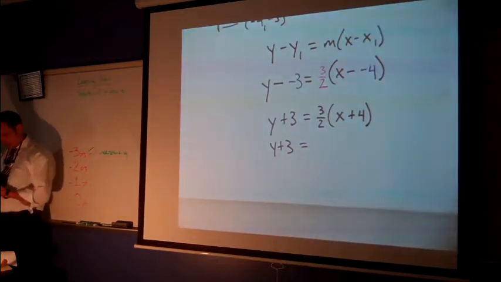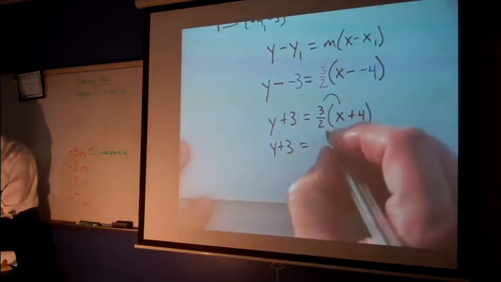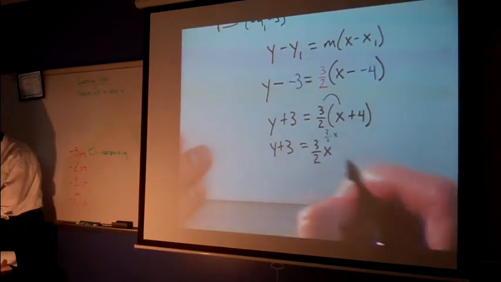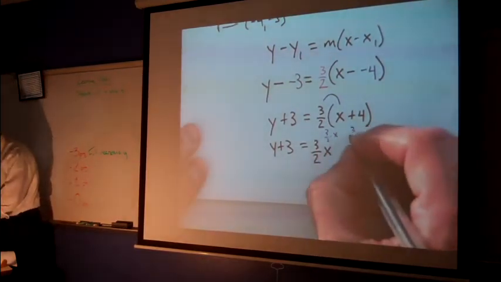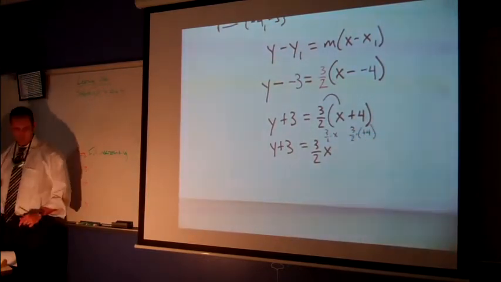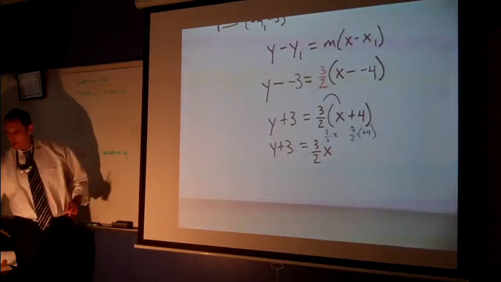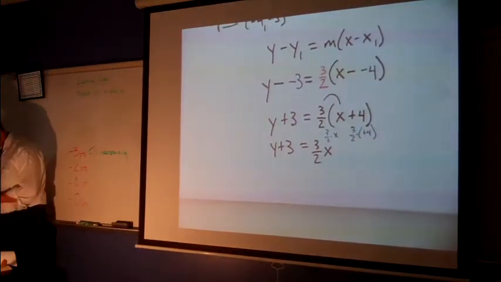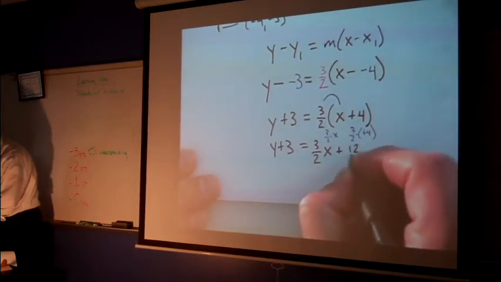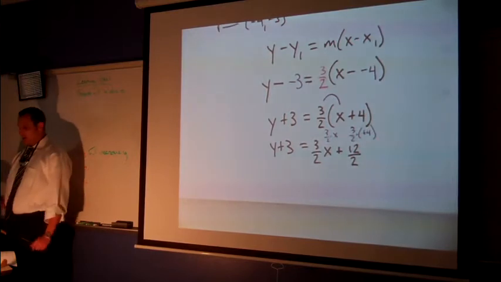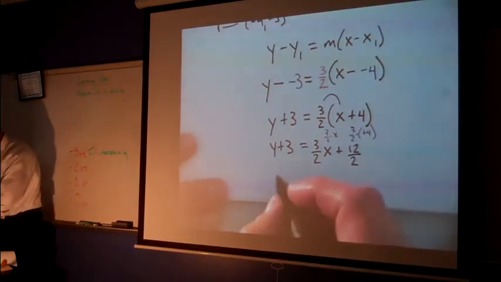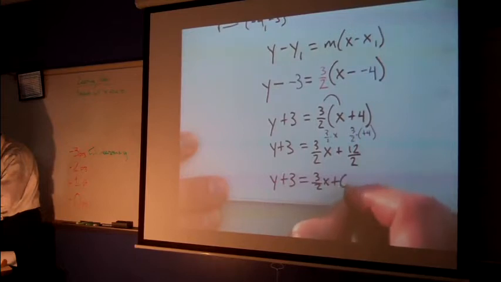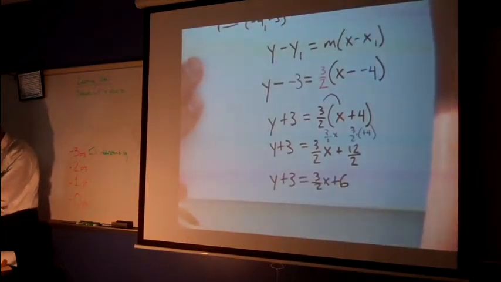y plus 3 remains the same. 3 over 2 times x is 3 over 2 x, or 3 halves x. Now, 3 over 2 times a positive 4, I'm going to multiply 3 times 4 to give me 12 and keep the over 2. So it's a positive 12 over 2. And now I'm going to clean that up because I can. So I have y plus 3 equals 3 over 2 x plus 6, and I am almost done.